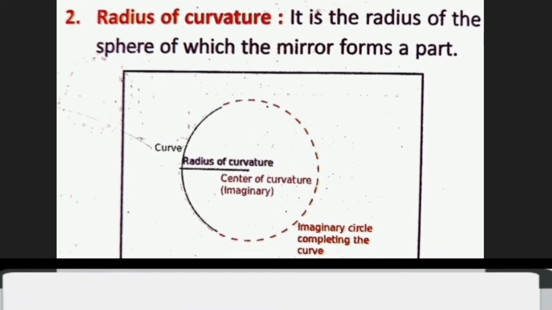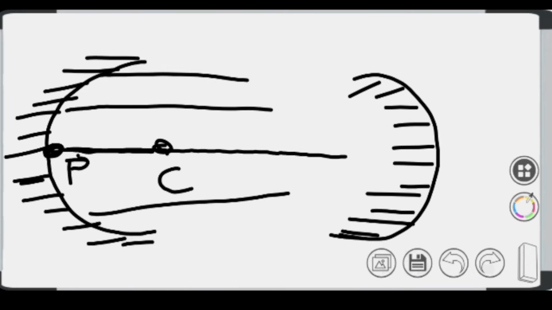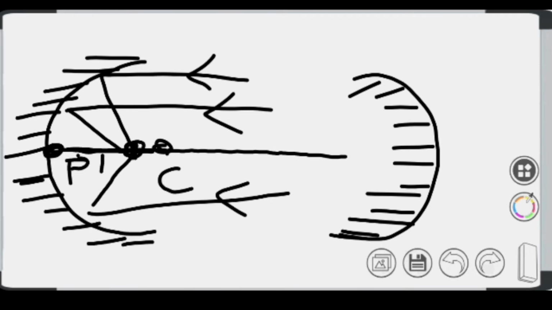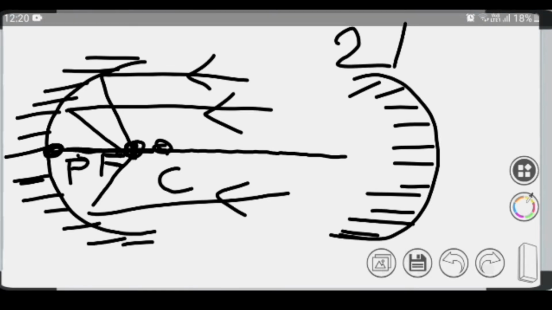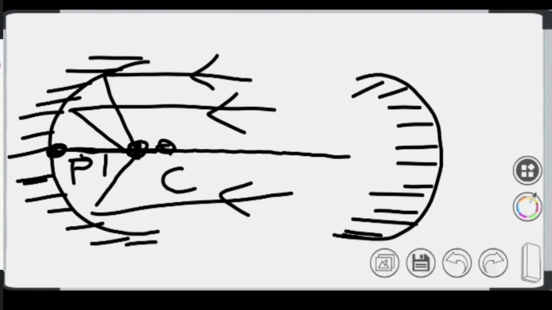Let us get back to our whiteboard. Okay, and now let's draw our center of curvature, and we draw some parallel rays going towards the mirror which are parallel to the principal axis. Alright, now see, all these rays are converging towards a single point which is between the pole and the center of curvature. This point is called the focal point or the focus. We can also represent it as capital F. 2 times the focus is equal to the radius of curvature. Okay, 2F is equal to C.